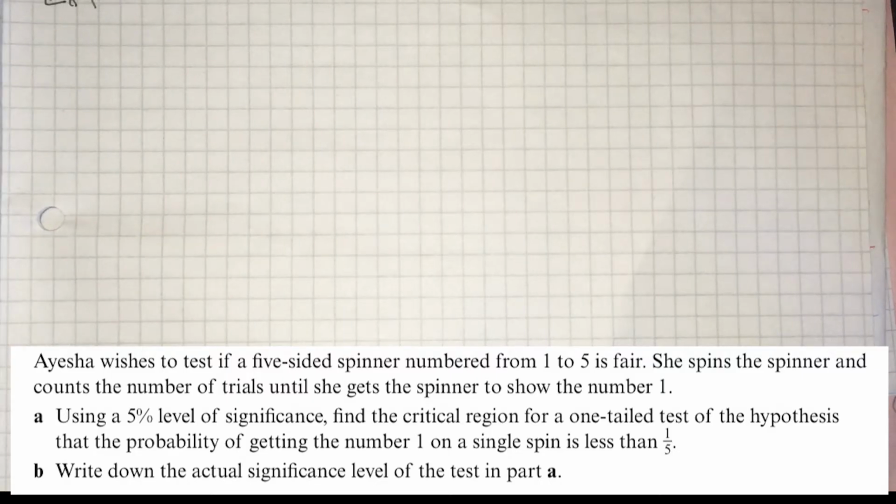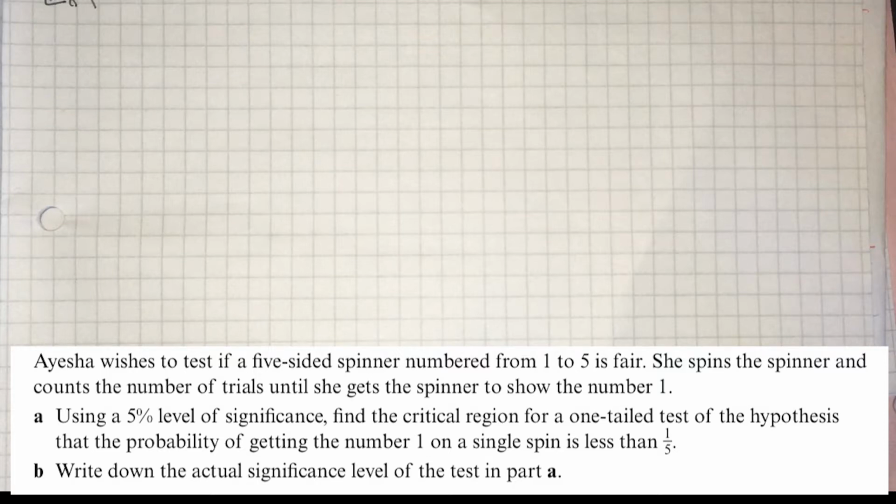Okay, so just as we move on, as you might expect, we're now going to be looking for critical regions within hypothesis testing. So the setup's going to be almost exactly the same, and we just need to find a critical region rather than just testing a particular outcome.